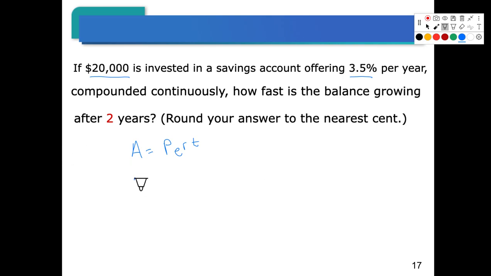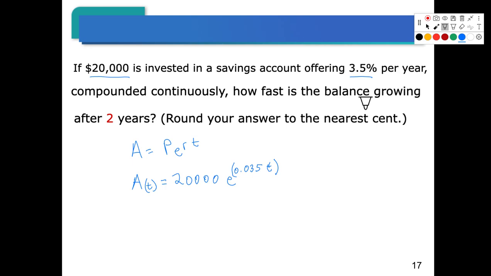So this is really a function. Accumulated value of t is P, which is 20,000, times e, the natural number, to the r, the interest rate. 3.5 as a decimal is going to be 0.035. So just be careful: if you do 0.35, that's 35%, so make sure you get your decimals right. Times t. So this is our inner function, right?